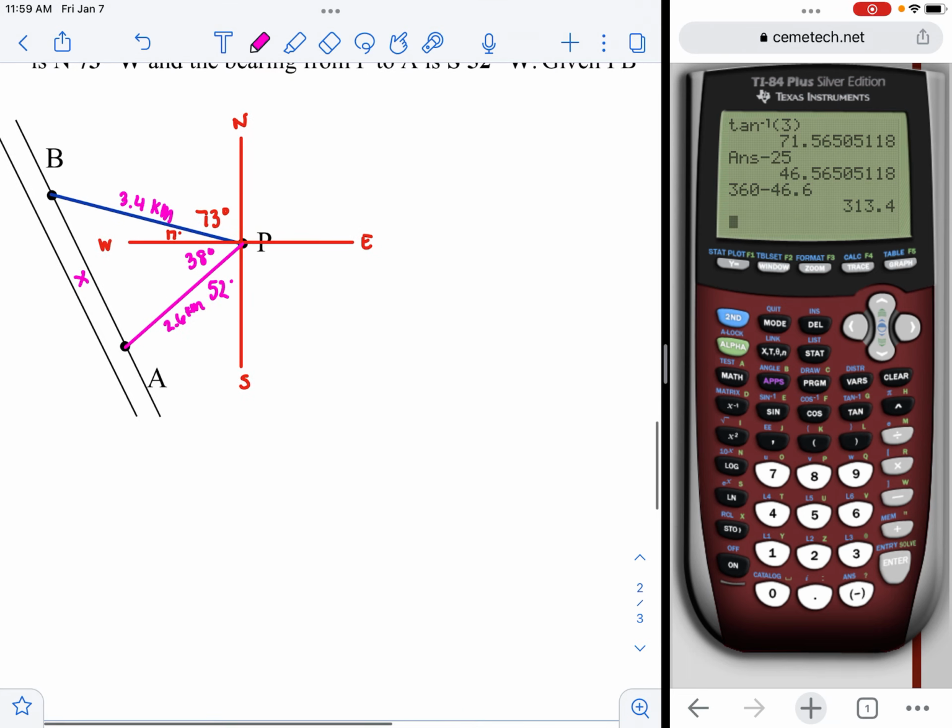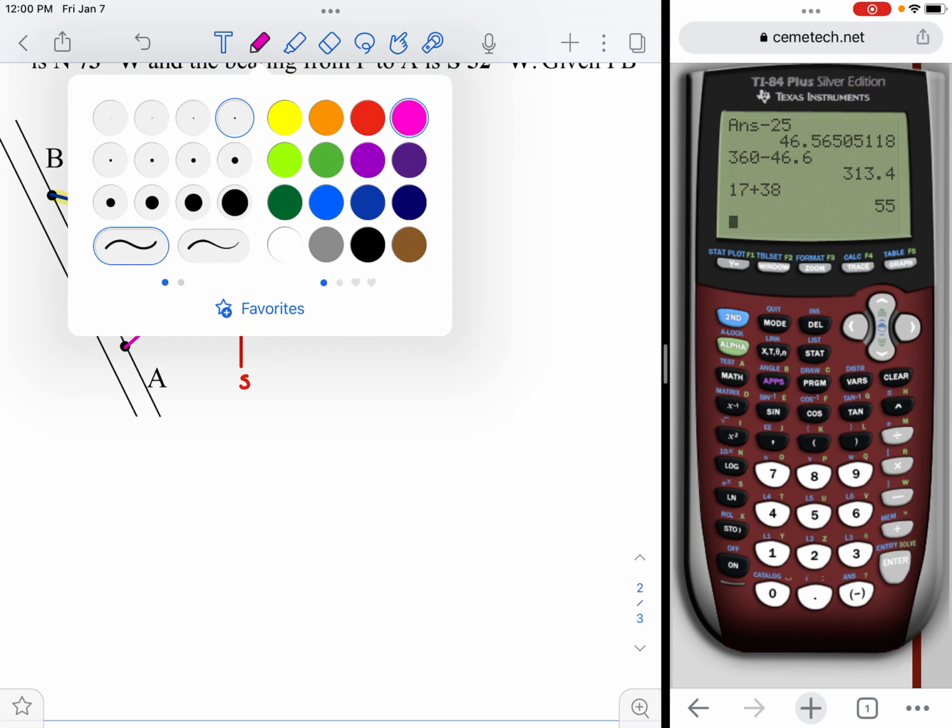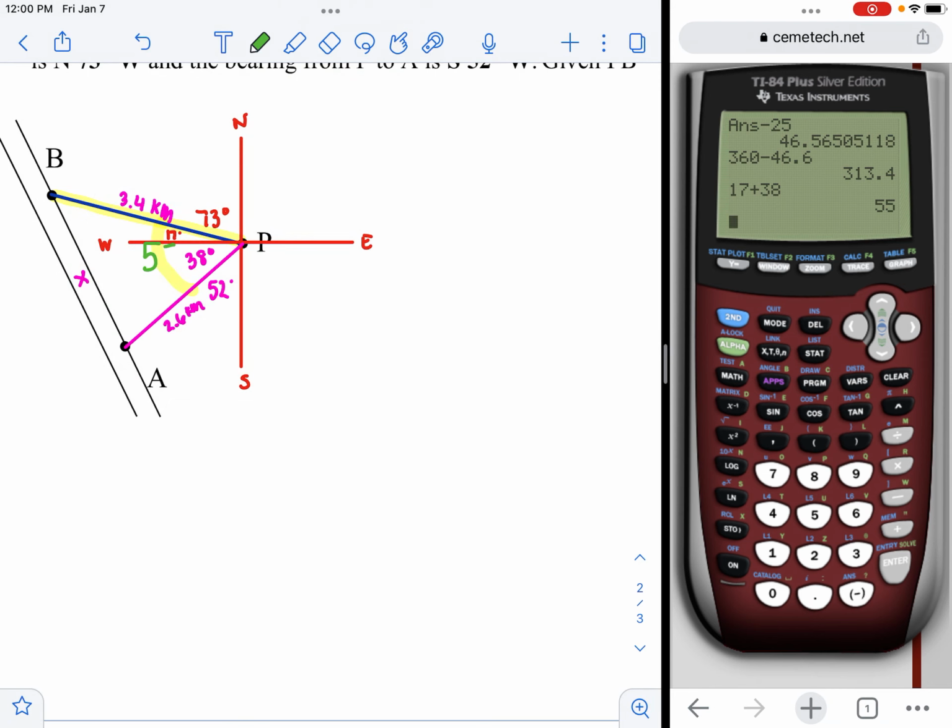Okay. All right, so now I have to see what I have here. Okay, so I have this side. I do know what this angle is right here, 17 plus 38. I can do it in my head, but just so I don't make a mistake, 17 plus 38 is 55 degrees. So this is 55 degrees. So I have that side, that angle, and this side. So I have side, angle, side.